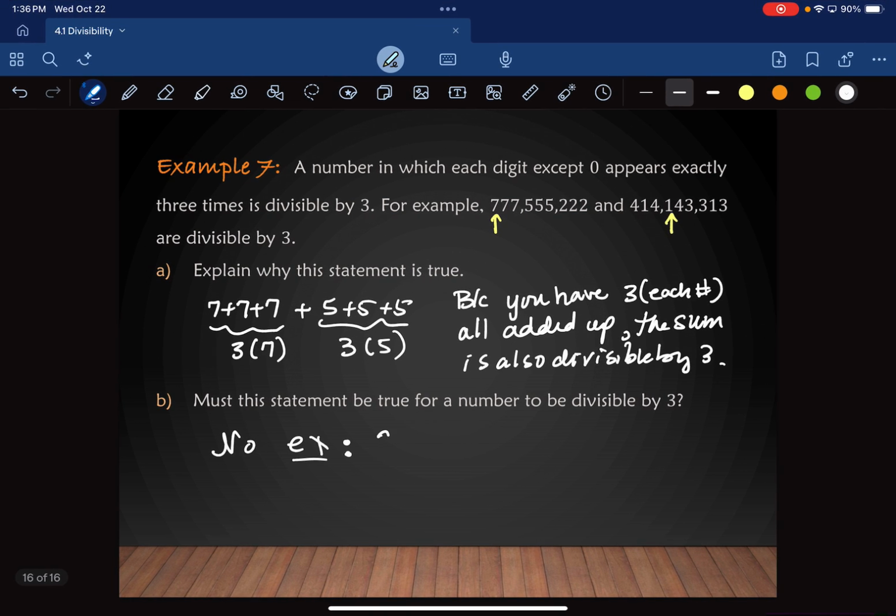21, that's fantastic. 21 divides by 3, right? But it doesn't have 3 2s and 3 1s in it, right? So just because it's a property that's true on A doesn't necessarily mean it has to be that way in order for it to always work. But if it happens to be that way, it is going to work.